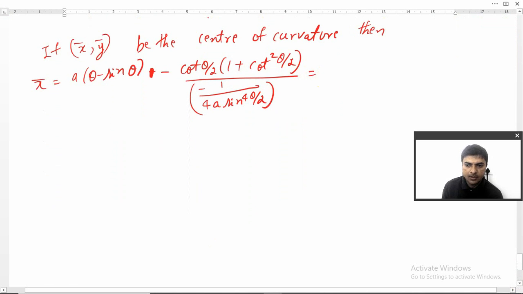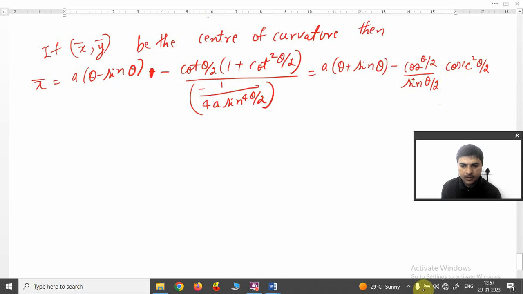I think I am giving a hint or I am solving the full example, I don't know. I think I am solving it. Okay, a theta plus sin theta, and this is minus cot theta by 2, I will write this as cos theta by 2 divided by sin theta by 2. And the next, 1 plus cot square theta by 2, is nothing but cosec square theta by 2.